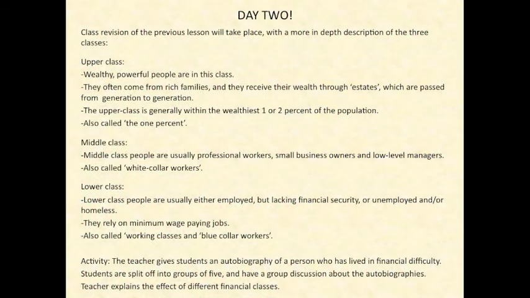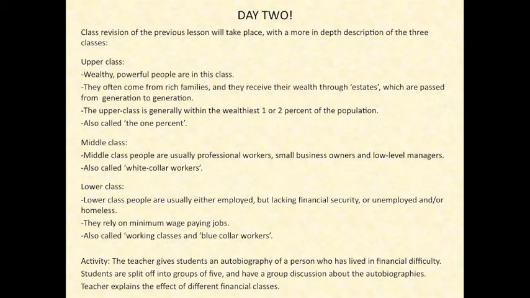The teacher starts off the lesson by doing class revision of the class visual diagram that was shown in the previous lesson. The teacher also gives the students a more in-depth explanation of three classes. Upper class. Wealthy, powerful people are in this class. They often come from rich families and they receive their wealth through estates, which are passed from generation to generation. The upper class is generally within the wealthiest 1 or 2% of the population, also called the 1%.